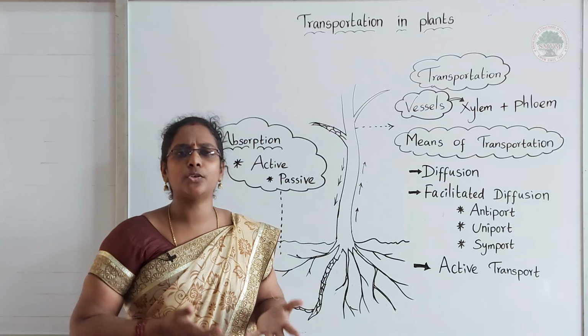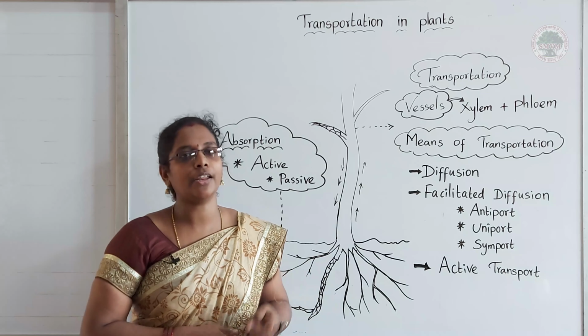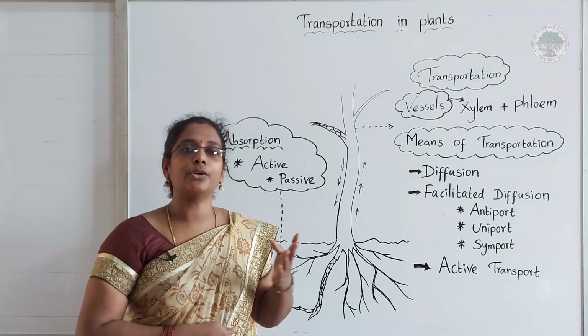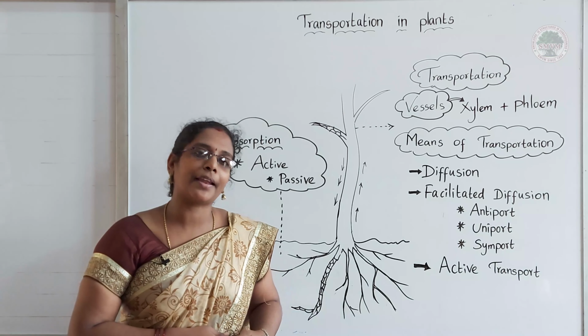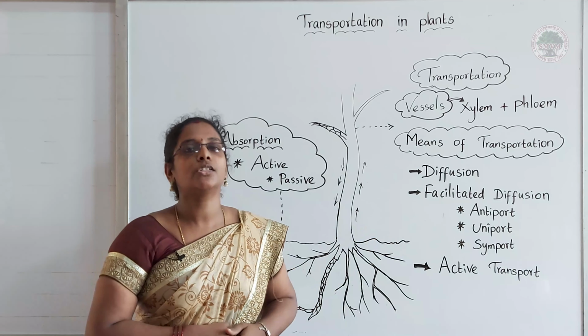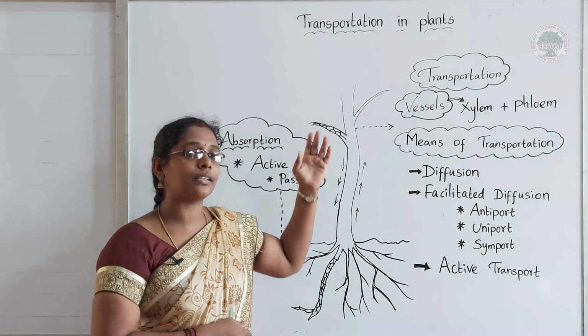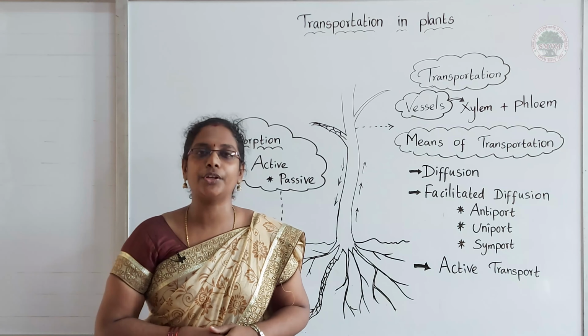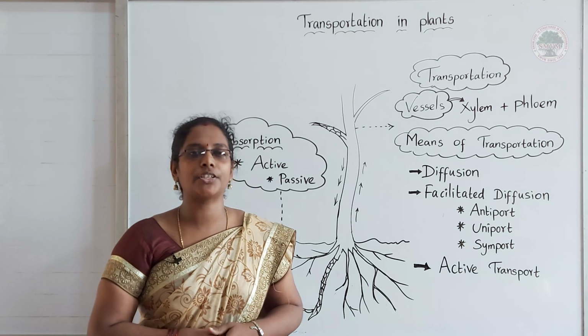What needs to be moved in a plant? Yes, of course, water and nutrients. So this water and nutrients get transported from one part of the plant to another part of the plant. That is called transportation, and how it happens in the plant, that's what we are going to discuss.